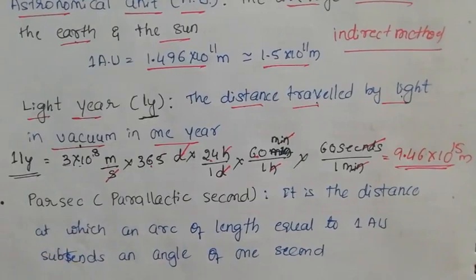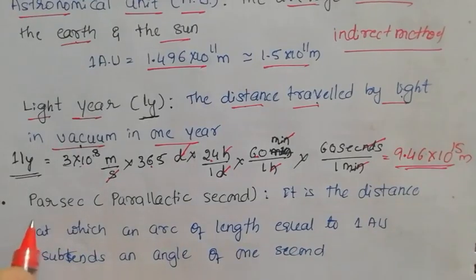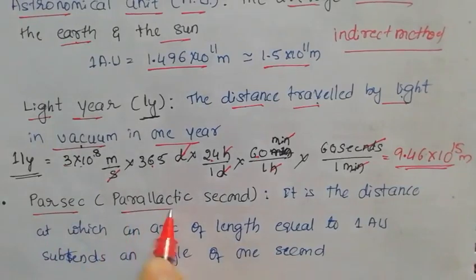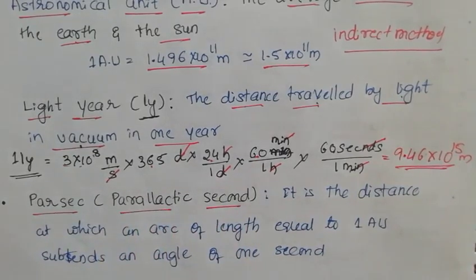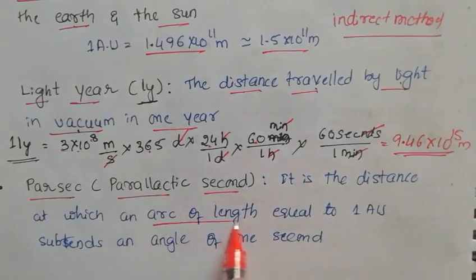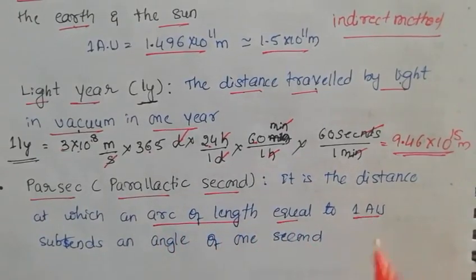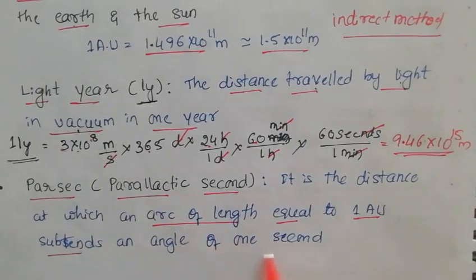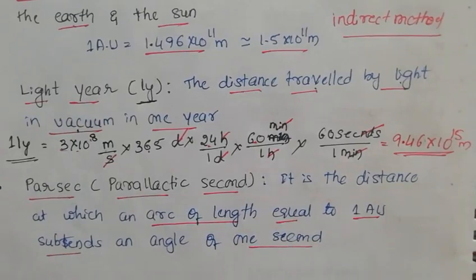Okay, that is one more unit. Understand that one more unit, that is what we call parsec. It is a little bigger, or we can say parallactic second. When we say parallactic second or parsec, it is a distance at which an arc of length equal to 1 AU, 1 astronomical unit, subtends an angle of 1 second.